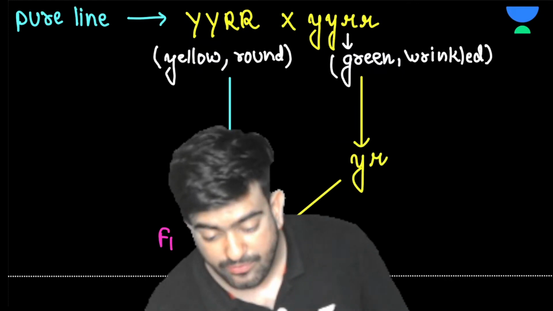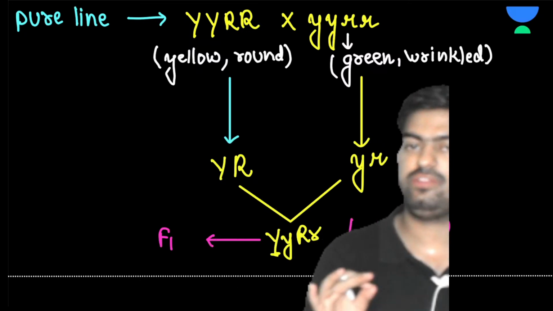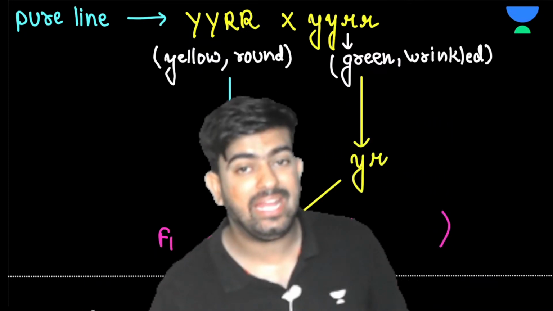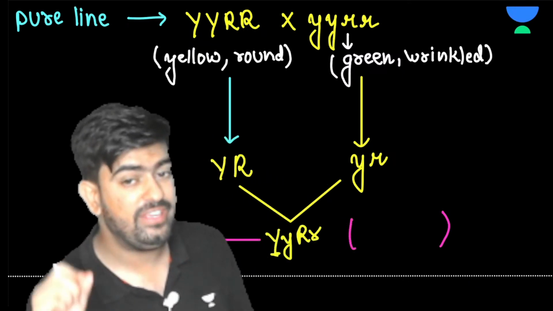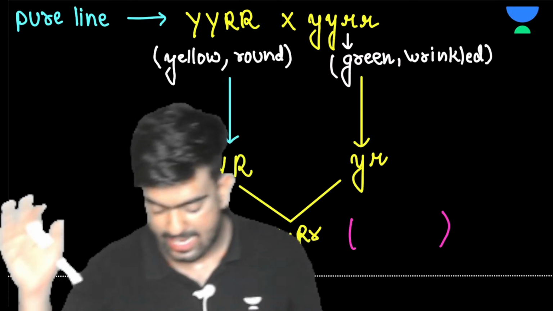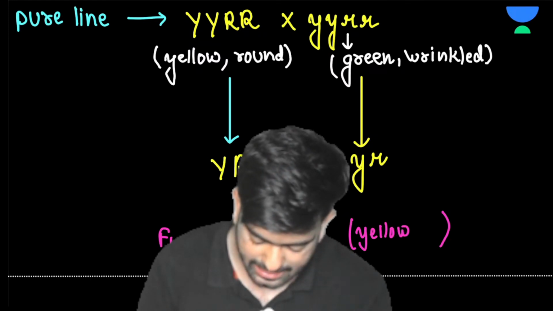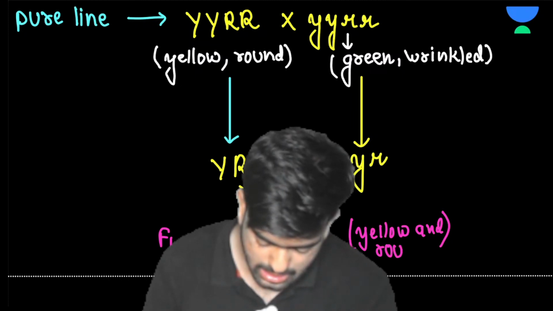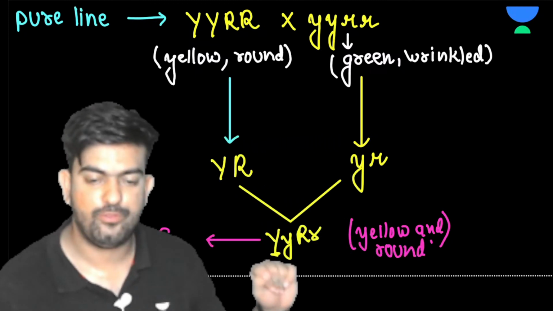Now, after this, what we saw is that all the progeny, whatever progeny we got, is dominant in its character. That means all the seeds we are getting in the F1 generation are all yellow and round. Clear? This was the F1 generation.